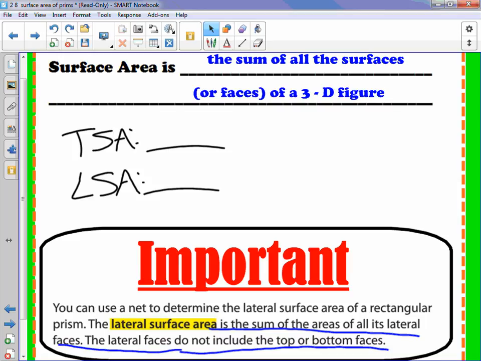Now there are a lot of things I need you to know about prisms, and I'm going to hit you with a ton of information. They're really important to know, and I'm not writing it all down because it's a lot to write down.